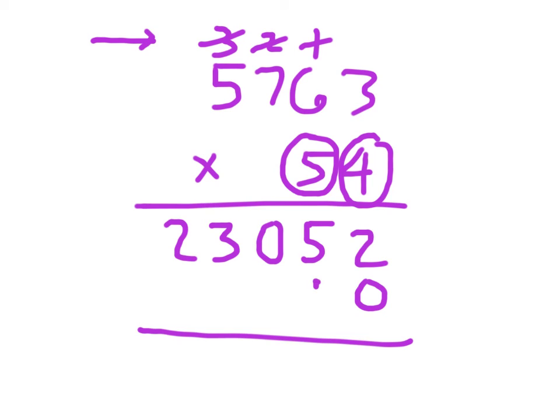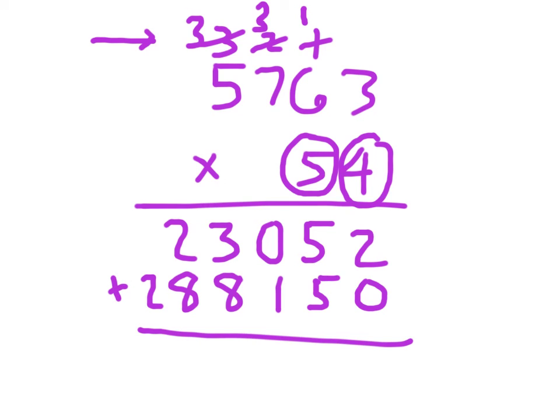So 5 times 3 is 15. We'll place that 5, regroup the 1. 5 times 6, which is 30. If you forget to add in that 1, of course your answer is going to end up being wrong. 5 times 7, which is 35, plus 3, which is 38. 8, regroup the 3. And 5 times 5, which is 25, plus 3, which is 28. You'll notice I carefully line those up, and then I'm going to carefully add regrouping where necessary.